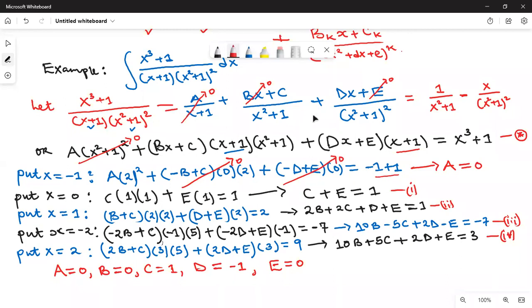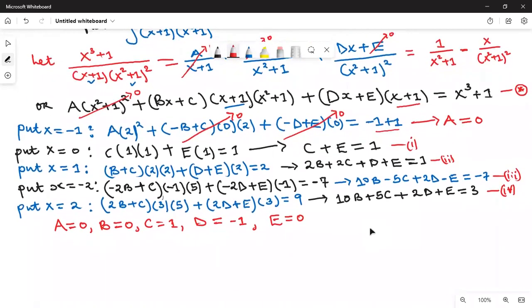So what is the integral of the first fraction? And what is the integral of the second fraction? When you integrate this one, you're going to get tan inverse of x. So we are saying therefore, our integral, which was x cubed plus 1 over x plus 1 times x squared plus 1 squared dx. What is this supposed to give us?